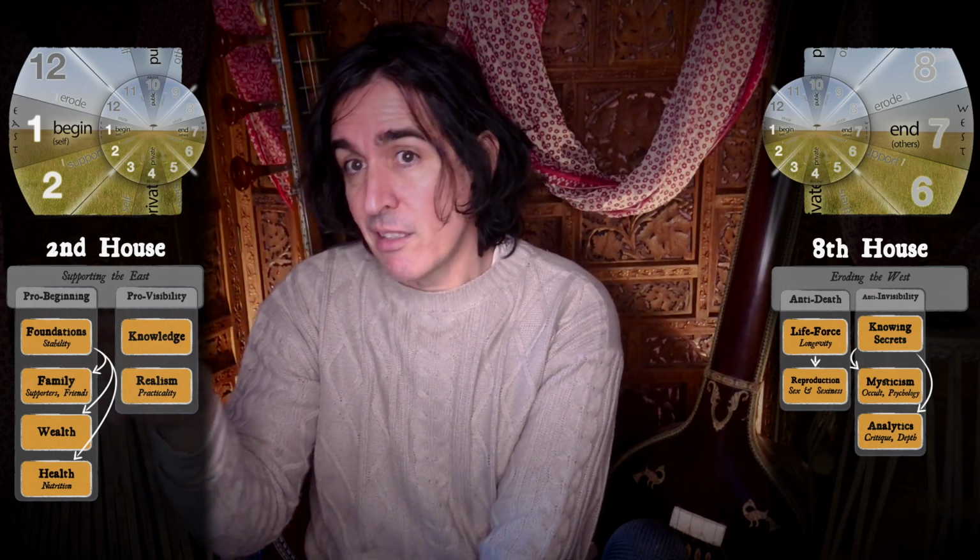Finally, the western horizon signifies other people. The eastern horizon, where the sun rises, signifies the thing which is born, you. The western horizon, where things set, signifies the opposite thing. Not you, but other people, important people. Now, if that's the western horizon, then the house which erodes the western horizon is going to be the thing that takes away from others, right? So the 8th house is the house that takes from others, gains from others.